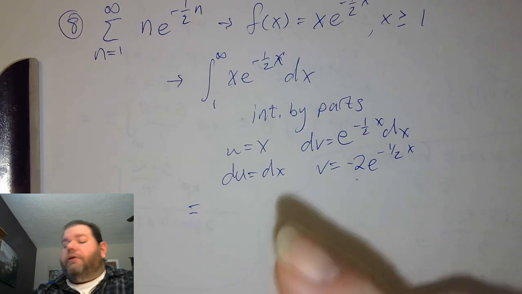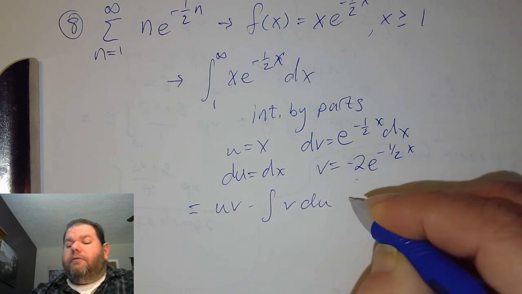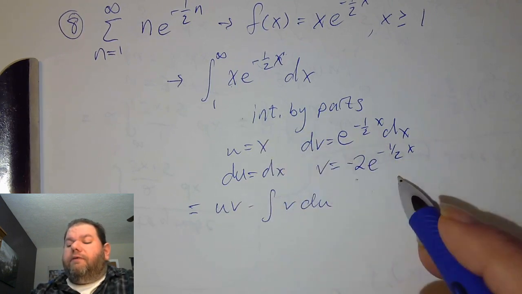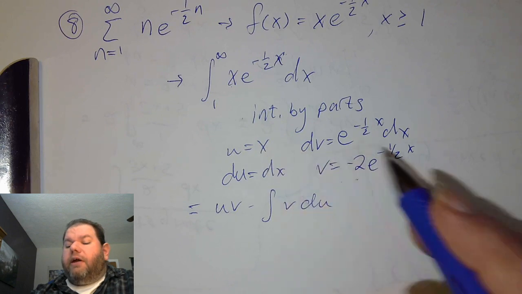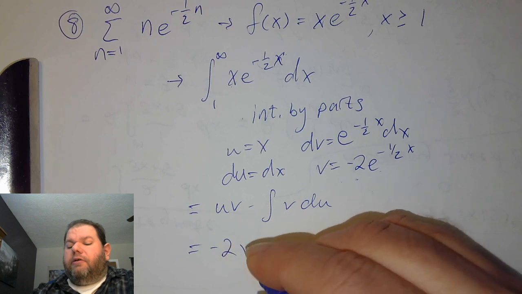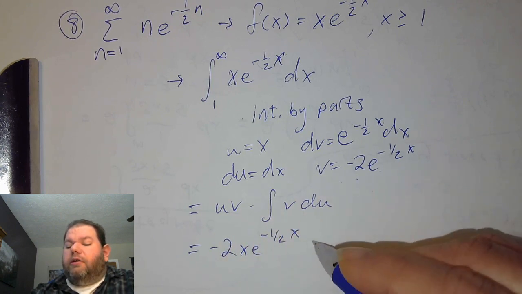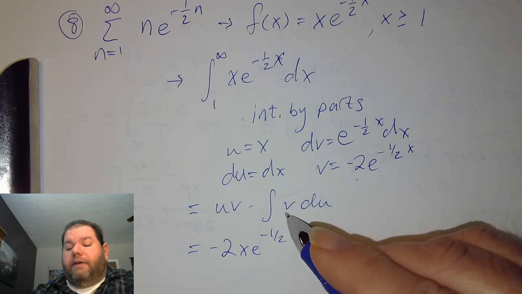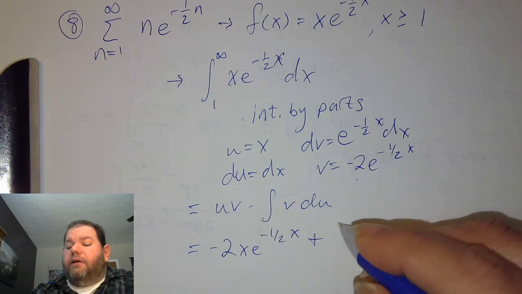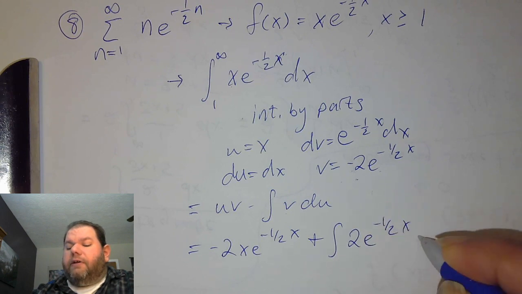Okay, and our pattern is u times v minus integral v times du. u times v would be negative 2x e to the negative 1/2 x. And then plus, since v is negative, that will make that a plus, 2e to the negative 1/2 x dx.